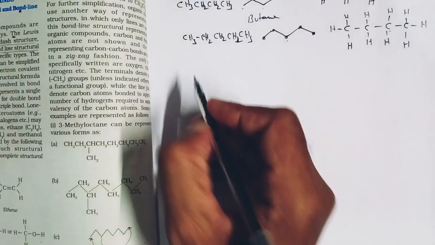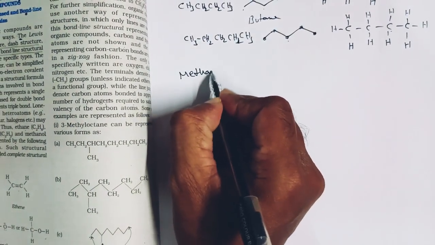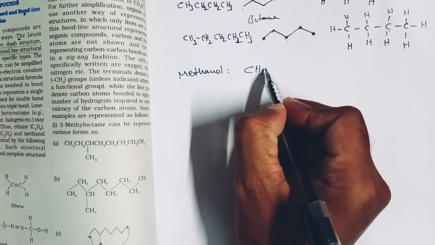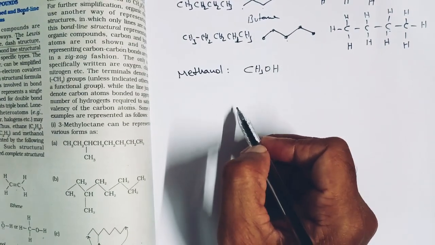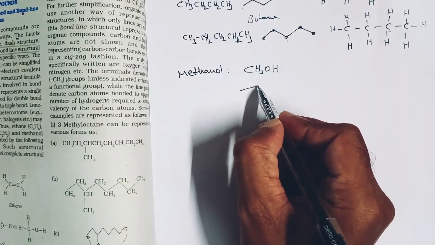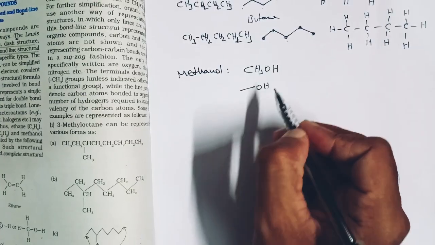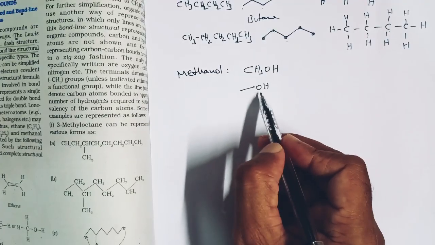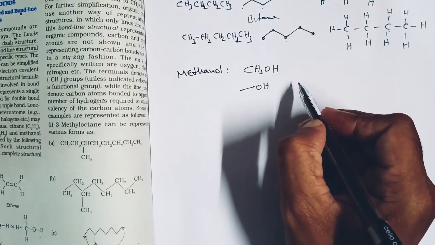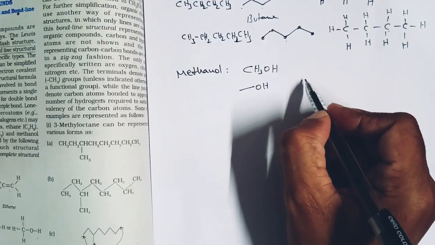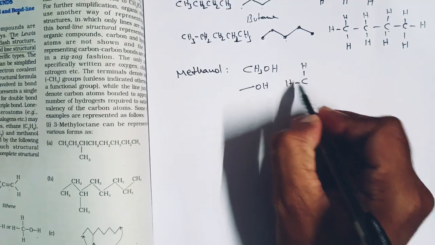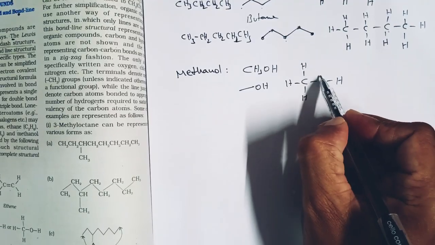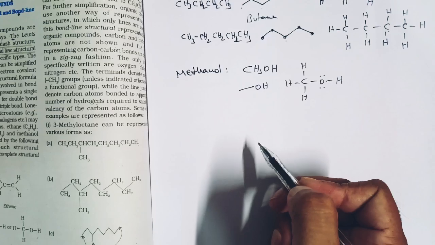Suppose if we have to write the methanol structure, then it is CH3OH. This is the condensed structure. And the bond line structure is this, with the OH. Carbon and hydrogens we do not have to represent. This is bond line structure. And the complete structural formula for methanol is like this: CH3OH. And obviously, oxygen is always having two lone pairs of electrons.